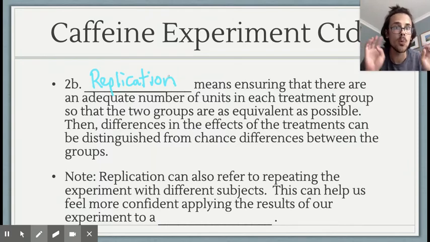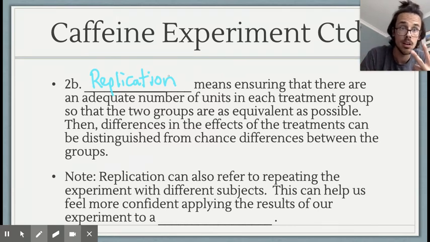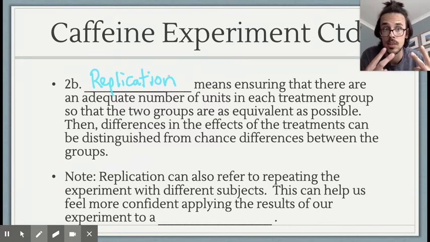Let's say I have 4 people. So I only have 4 people that I'm going to do my experiment on. If I only have 4 people and I randomly break them up into 2 and 2, there are so few people that it's totally plausible that these 2 are athletes and these 2 are not. These 2 like coffee, have it all the time. These 2 never have caffeine.